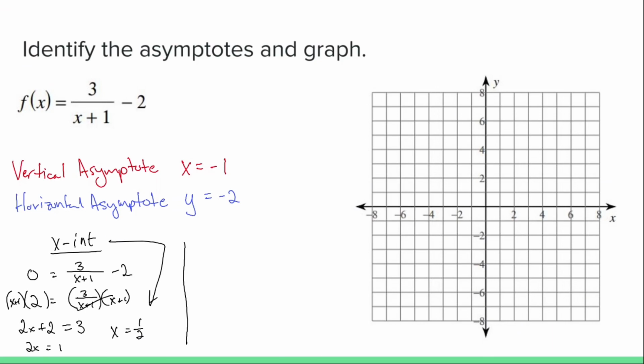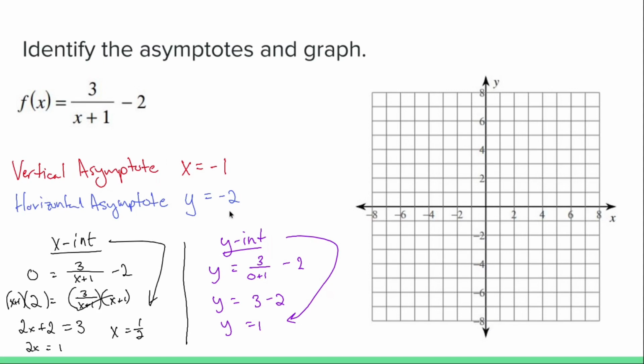Now to find my y-intercept, which is a whole lot friendlier, you are going to set x equal to 0. So you get y equals 3 over 0 plus 1, minus 2. So I have 3 over 1 minus 2, which is 3 minus 2, which is 1. So that's going to be my y-intercept.